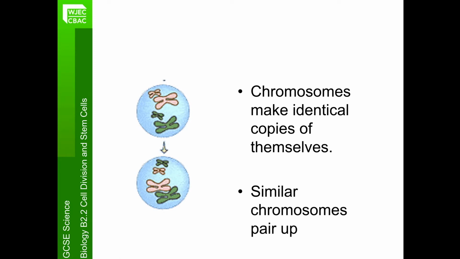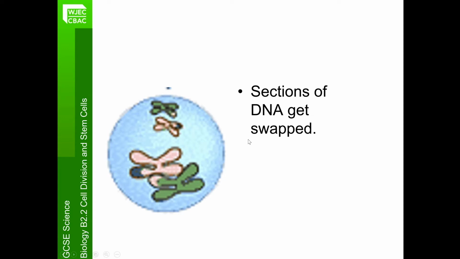Similar chromosomes will pair up with one another. And as they pair up, the next thing they do is they start to swap little bits of information. So it's almost like these little arms and legs that I've spoken about before on these chromosomes. They're not technically called arms and legs, but these little bits literally just swap between them. This mixing up of the DNA is really important.